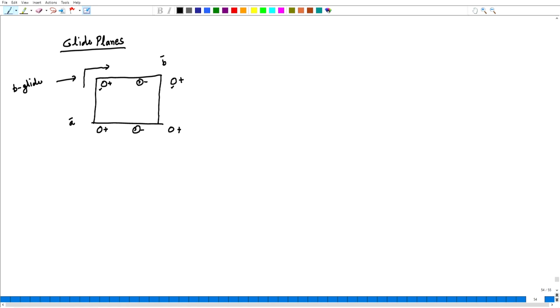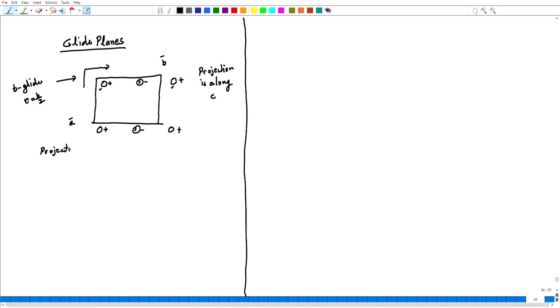Now, this is a figure that I have drawn. You can imagine that this is basically the projection along C axis, and here I should say that tau equals B by 2. Now, same thing B glide, but let us say we change the projection axis. Let us say that we take projection along A.